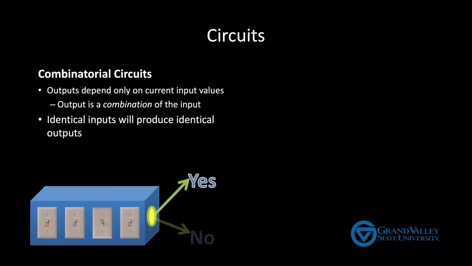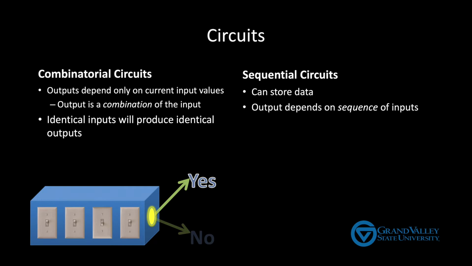We're now going to begin discussing sequential circuits. Sequential circuits can store data, and therefore the output doesn't depend solely on the current input. Instead, the output depends on the sequence of inputs. Each input in the sequence can modify the stored data, which in turn affects the output.